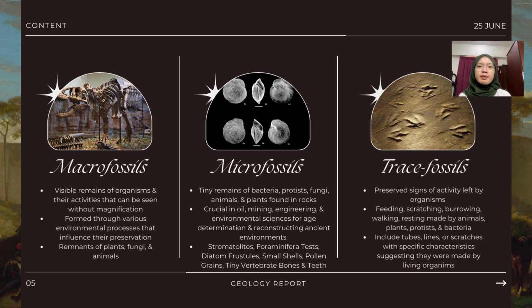Microfossils are tiny remains of bacteria, protists, fungi, animals, and plants preserved in rocks, requiring specialized techniques and microscopes for extraction and study due to their size. Examples include stromatolites, which are ancient bacteria, foraminifera used in environmental reconstruction, diatom frustules, indicative of past aquatic conditions, small shells like ostracods and radiolaria, pollen grains, and tiny vertebrate bones and teeth. They are crucial in industries such as oil exploration, mining, engineering, and environmental sciences for age determination and reconstructing ancient environments.